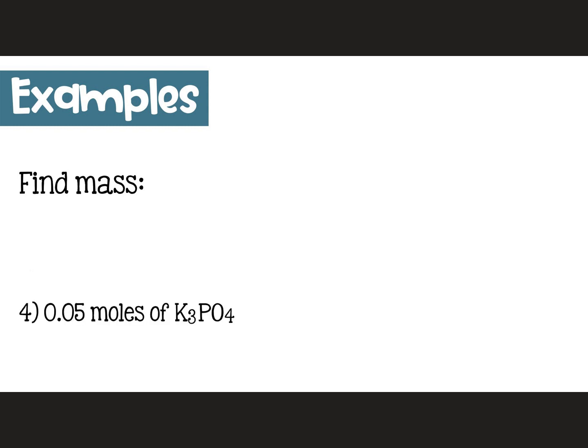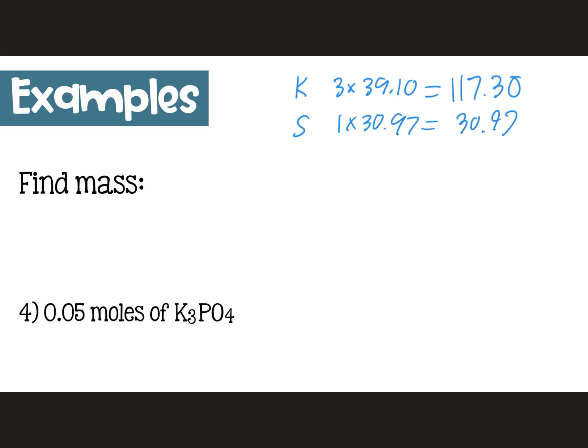For our next problem, we will be converting 0.05 moles of potassium phosphate into grams. First of all, there are 3 potassium atoms, each with a mass of 39.10 for a total of 117.30. The 1 phosphorus is 30.97, and the 4 oxygen, each of which has a mass of 16, will make a total of 64. Add all of these up and you get a molar mass of 212.27 grams per mole for potassium phosphate.